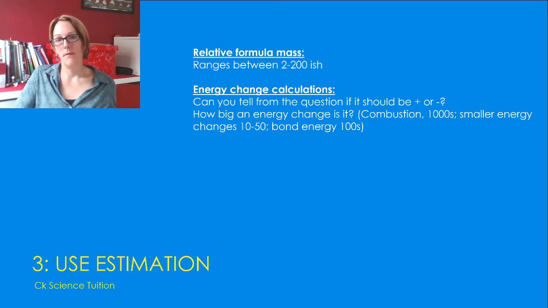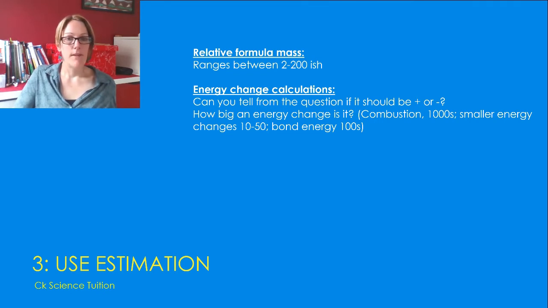We do lots of standard enthalpy changes that we look at. Combustion should be in the thousands for a hydrocarbon or an alcohol, maybe high hundreds if it's very small, like methane. Smaller energy changes are things like room temperature reactions, things that happen naturally, like acid-base neutralization or anything you're doing for a rates experiment.